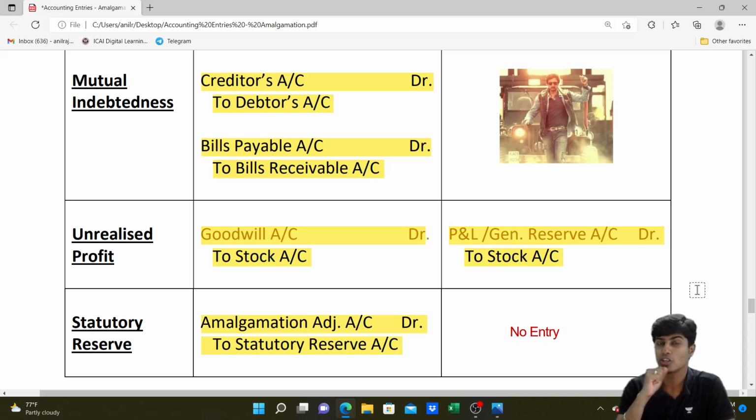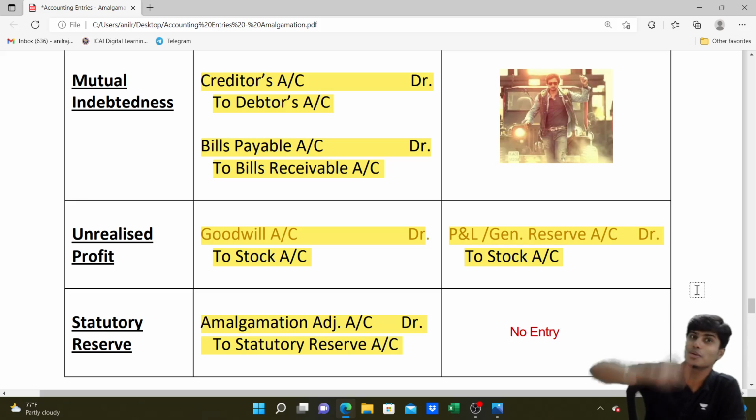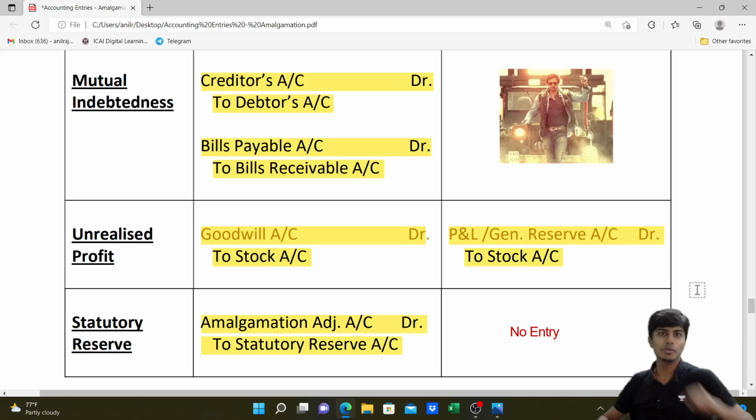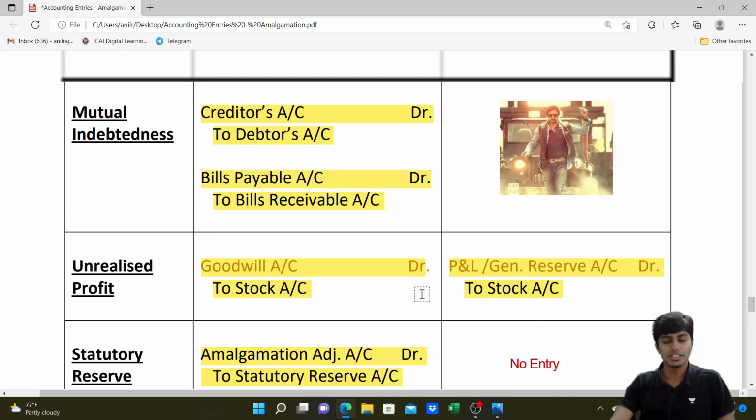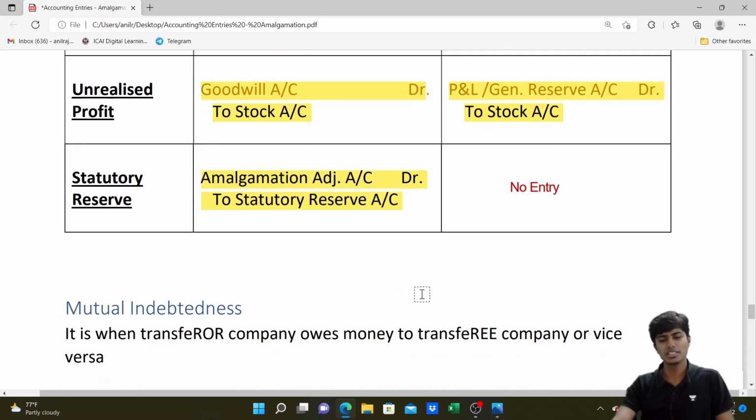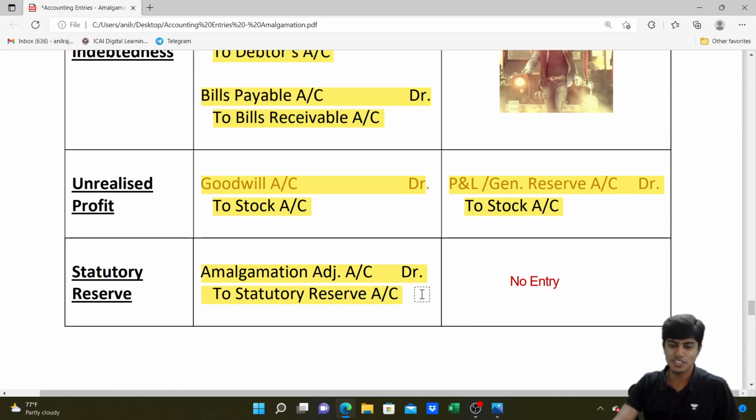What are the five conditions? All the assets and liabilities, including reserves and surplus, are taken over and recorded at book value. Let me show it to you. I think I just closed the presentation. It should be there. No, it's not there in this. You guys have seen it, no?